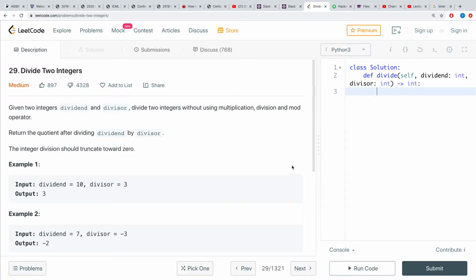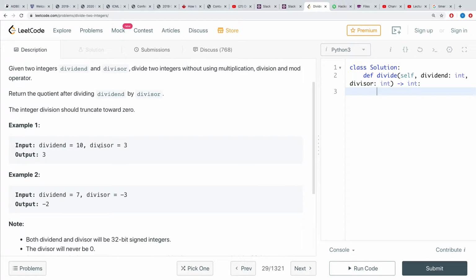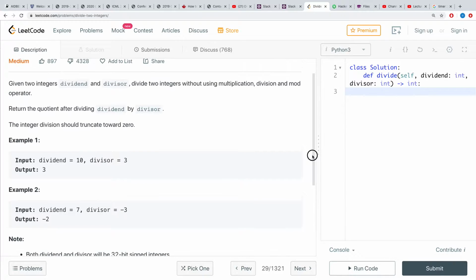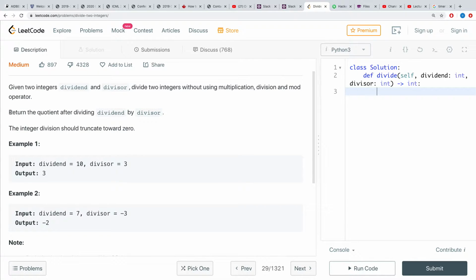So let's see an example. For instance, this is the dividends, this is the divisor, 10 divided by 3 gives me 3. It says that return the quotient, so the quotient is 3. 7 divided by minus 3 gives minus 2. Integer division should truncate towards 0. Okay.